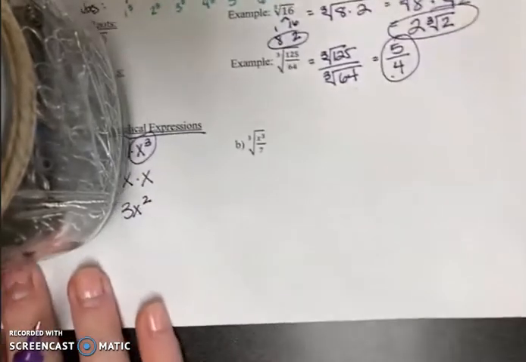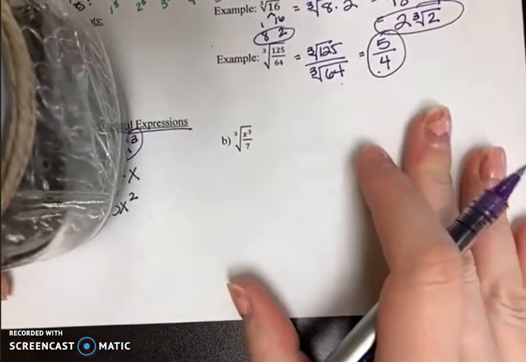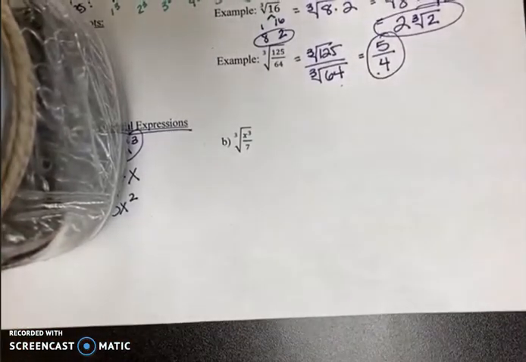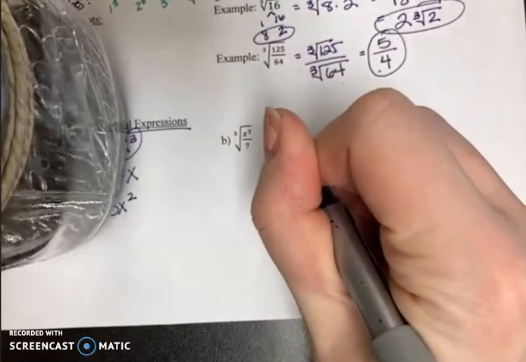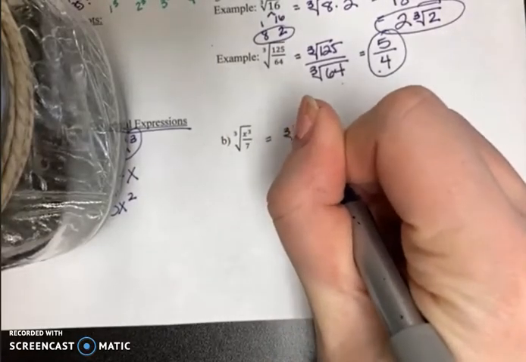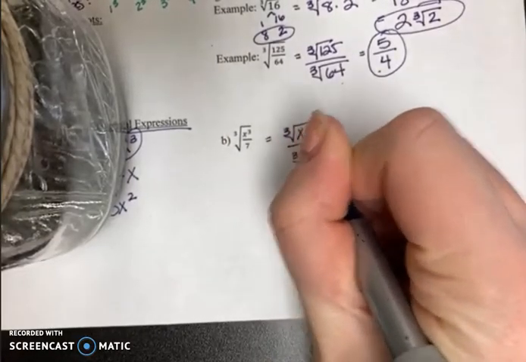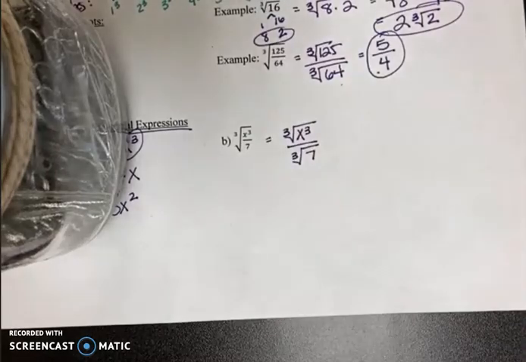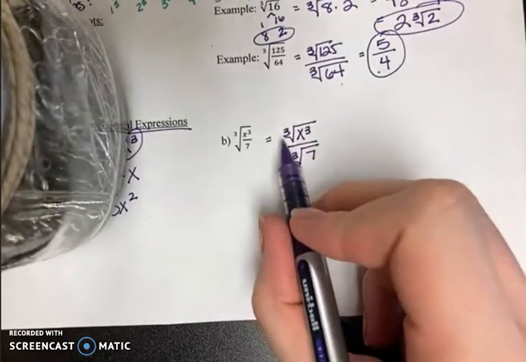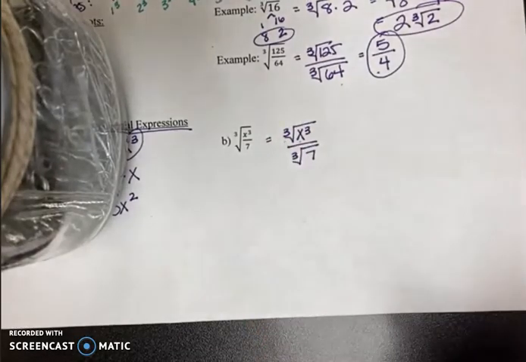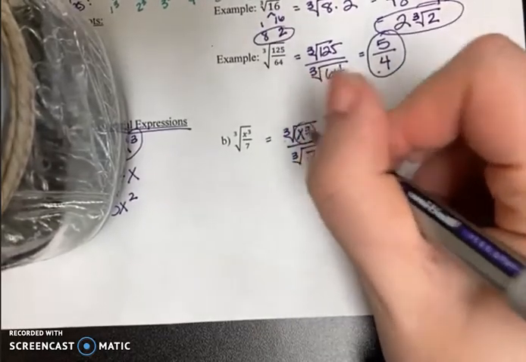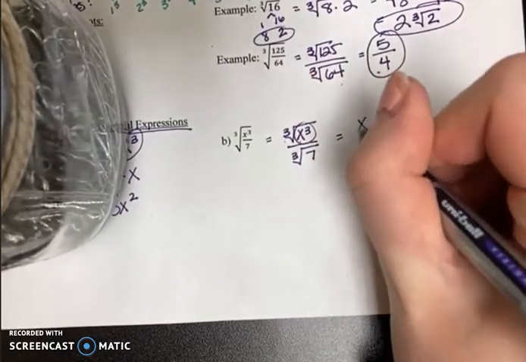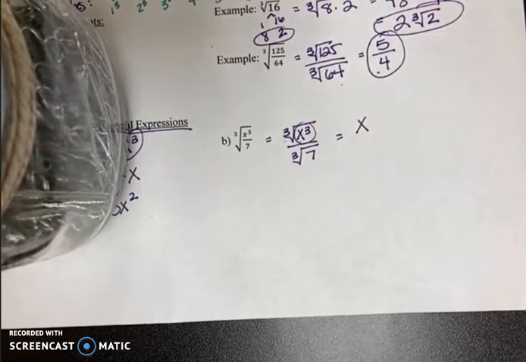Part B. I'm going to use the quotient property to break it apart. So I'm going to have the cube root of x cubed over the cube root of 7. The cube root of x cubed, that's already a perfect cube. I can go ahead and pull out that x.